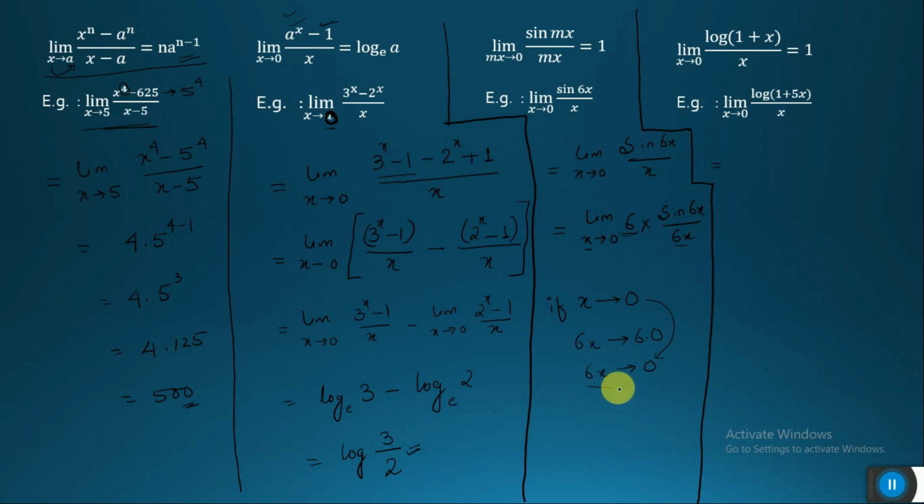Okay, now you can see this 6 is a constant. It can come out of the limit. So I have 6 here, and then limit 6x tending to 0 sine 6x by 6x. Now you see this one looks exactly like this. Clear? Whether x tends to 0 or 6x tends to 0 is the same thing. So now this whole part can be written as 1 according to the formula. So this is 6 into 1, which is 6. That is my answer. Clear?